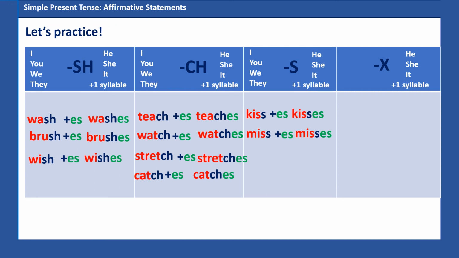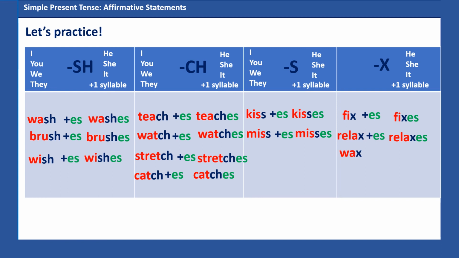Now, let's take a look at verbs that the last letter is X. Fix. I fix my car every year. My brother fixes his car every year. I relax on the weekends. My brother relaxes on the weekends. So you see here the verb relax, two sounds. Then when we add ES, we have three sounds. Relax, relaxes.